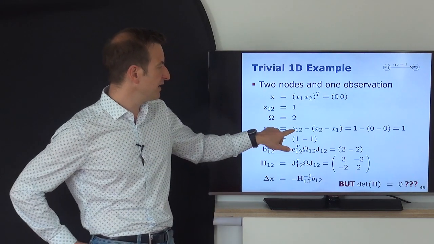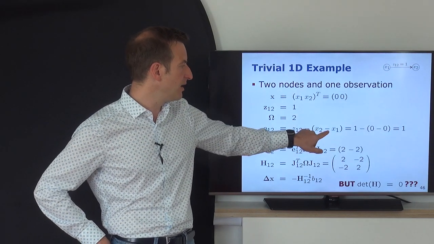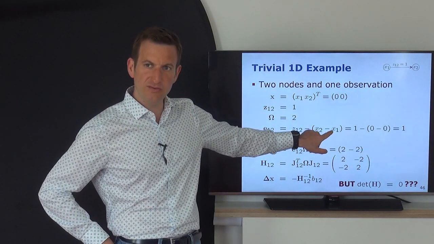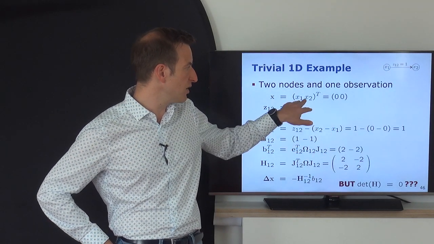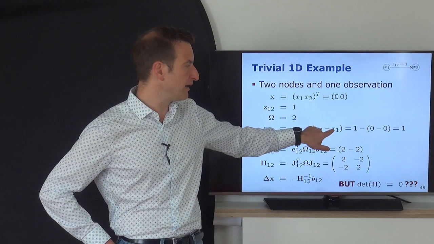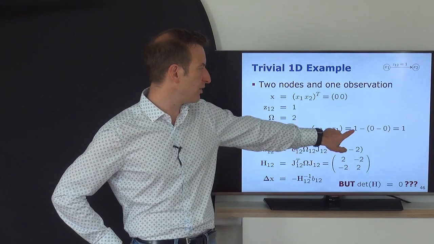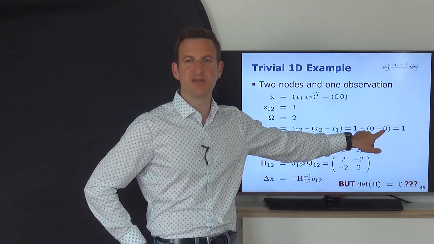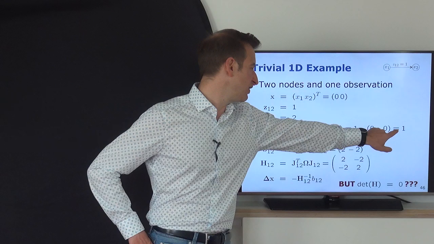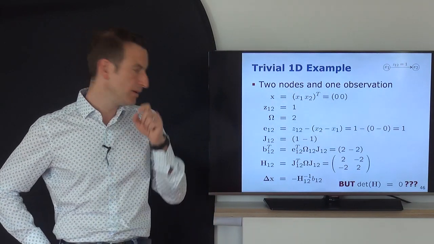So our error function is our actual observation minus our predicted observation. Our predicted observation is simply the distance between the two nodes, x2 minus x1. In this case, initially this is 0, so we have our observation, 1, minus 0, because we initialize them in exactly the same way, which gives me an error of 1. So my error E12 is 1.